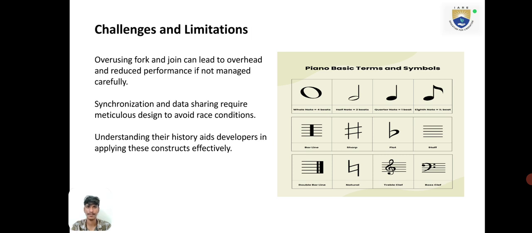Challenges and limitations. Overusing fork and join can lead to overhead and reduced performance if not managed carefully. As we know, if a method has advantages, it also has disadvantages. Synchronization and data sharing require meticulous design to avoid race conditions. Understanding their history aids developers in applying these constructs effectively.